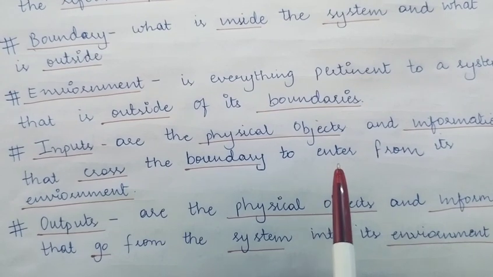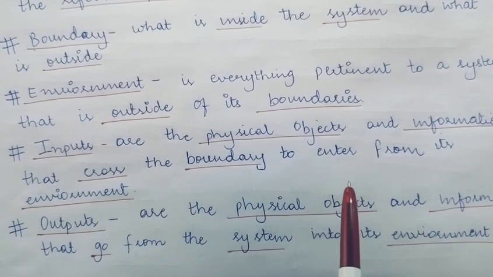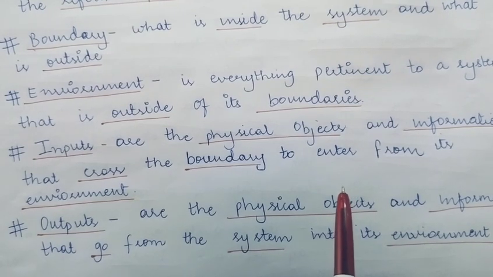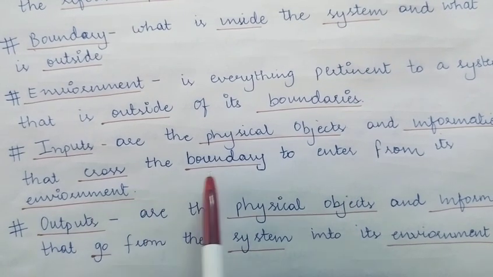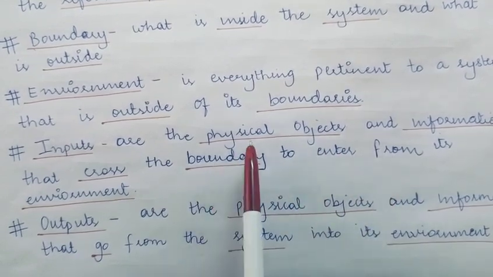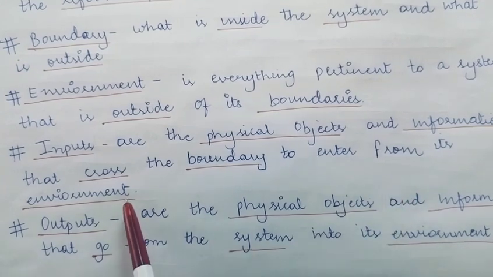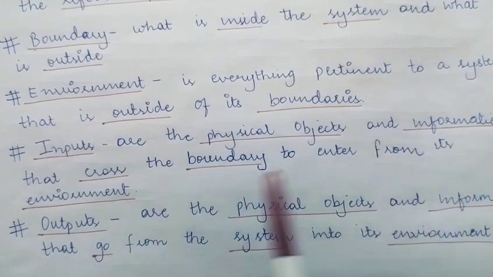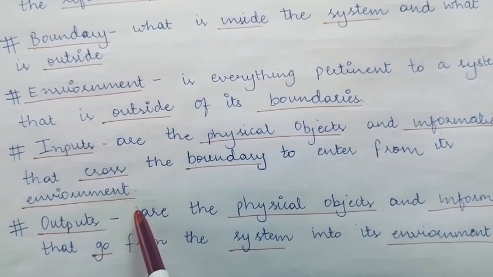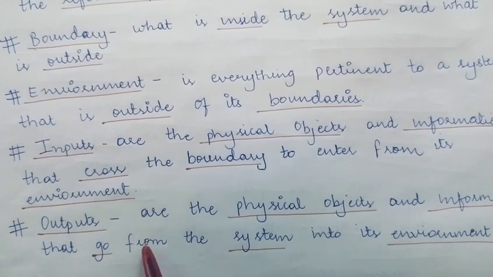Input would only be the information that is relevant or the objects that are relevant to this system, and then they are entering from its environment. That is why I say that any physical objects and information that cross the boundary to enter from its environment, because these physical objects and information need to be relevant to the system. That means they must come from the environment, from outside the boundary.